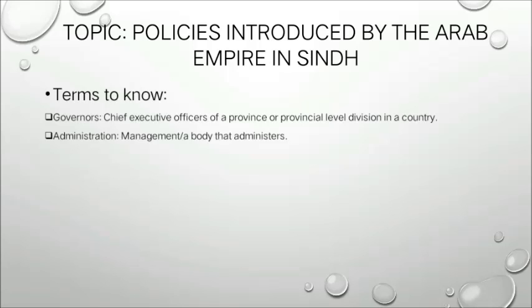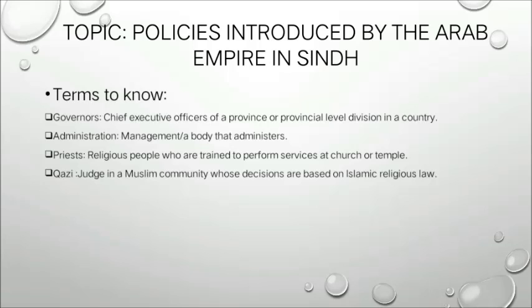Administration also consists of a group of people who collectively help government in running all the state affairs in a smooth way, to make sure that all laws that are made by government are implemented properly. Number 3, priests. Religious people who are trained to perform services at church or temple. Qazi, judge in a Muslim community whose decisions are based on Islamic religious law.